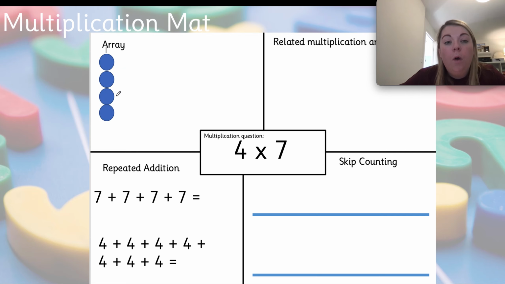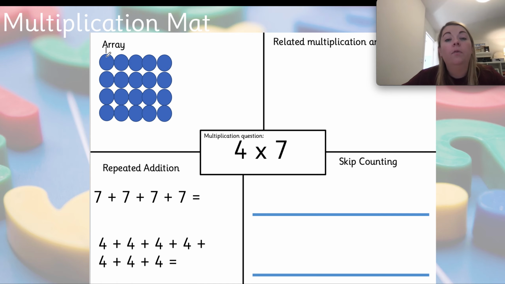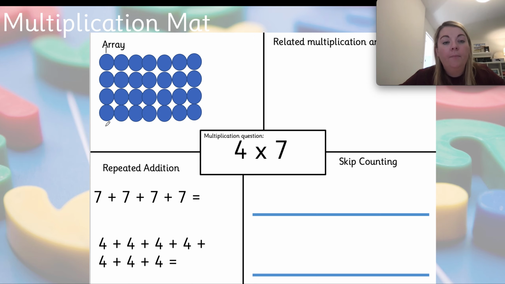An array. So here is 1 group of 4, 2 groups of 4, 3 groups of 4, 4 groups of 4, 5 groups of 4, 6 groups of 4, and 7 groups of 4. So I know that if I'm counting in 4s, 4 would be the first line, 8, 12, 16, 20, 24, 28.